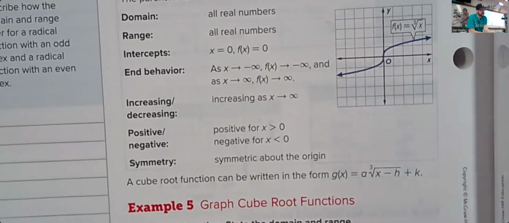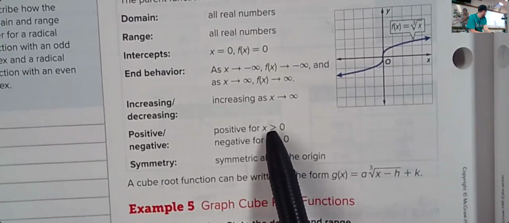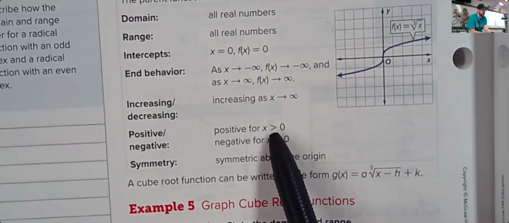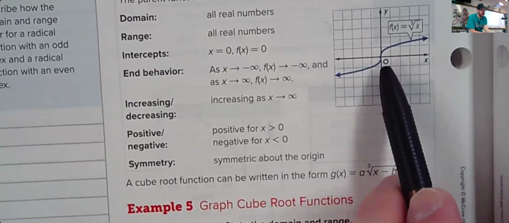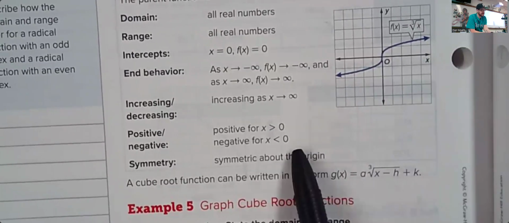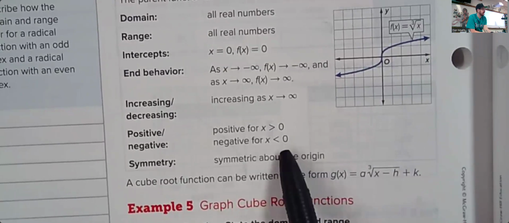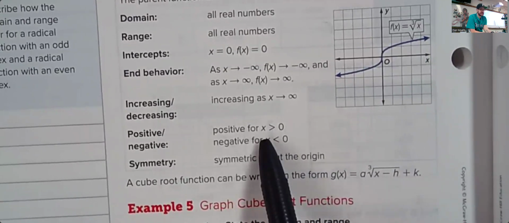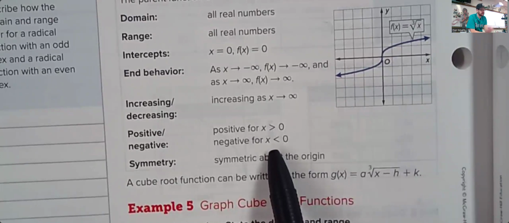The graph is positive above the x-axis, positive y values, when x gets past 0. It goes from negative to positive as it goes past 0 on the x-axis. And then it's negative for all the negative values of x. So y is positive when x is positive, y is negative when x is negative.